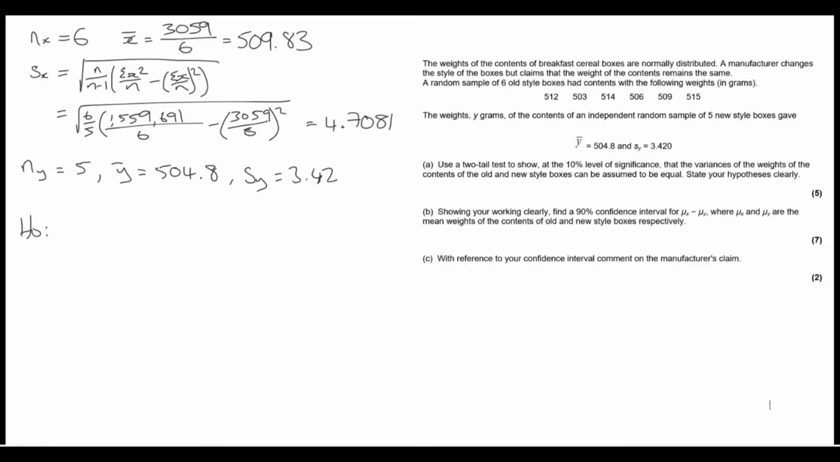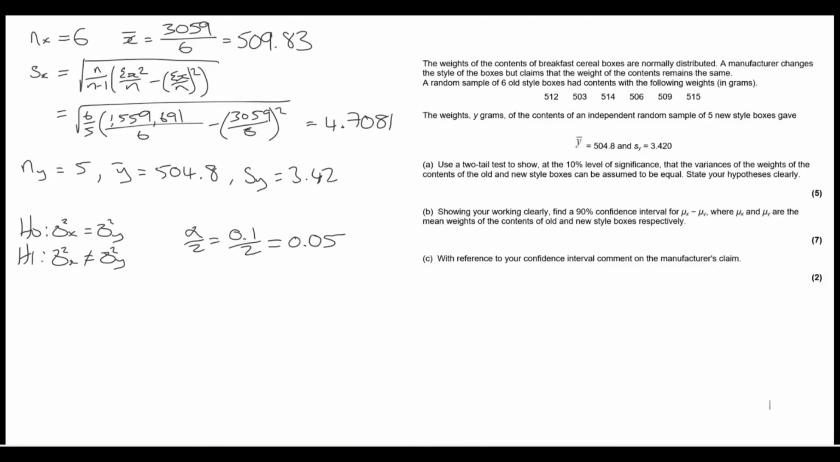As always, we'll get the hypotheses down. So the null hypothesis: the variance of x equals the variance of y, and the alternate hypothesis: the variance of x does not equal the variance of y. So this is a two-tailed test. So alpha over 2 equals 0.05. Let's find the critical value that we're going to work with.